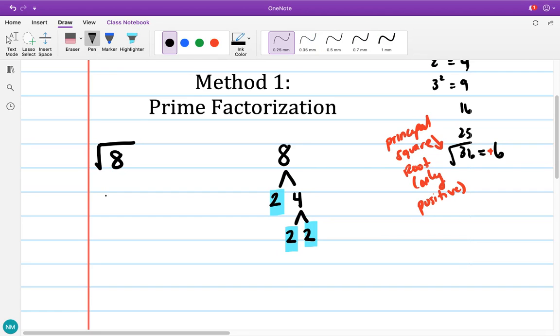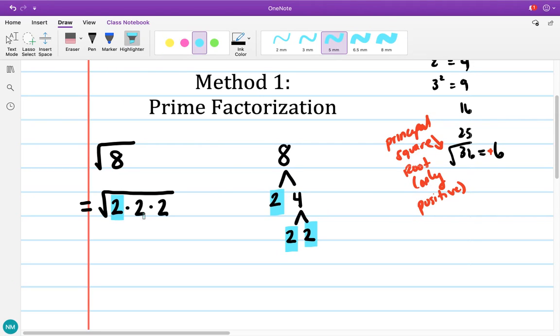So what this tells me is that the square root of 8 is the same thing as the square root of 2 times 2 times 2, right? 8 is 2 times 2 times 2. I can even test that out. 2 times 2 is 4. 4 times 2 is 8. True statement. So I took these three numbers, and I'll even keep the highlighting going, and I just wrote this out, okay?